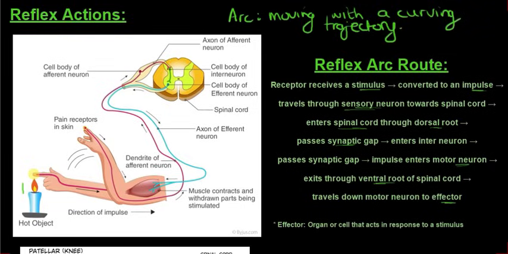So how do you interpret this? Firstly, there'll be a receptor, in this case it's the finger, that receives a stimulus. Now this stimulus is the heat from the flame. That stimulus is then converted into an impulse. Now that impulse will then travel through the sensory neuron towards your spinal cord.